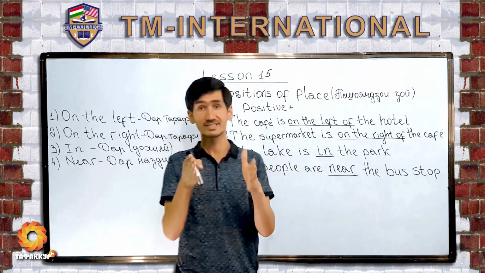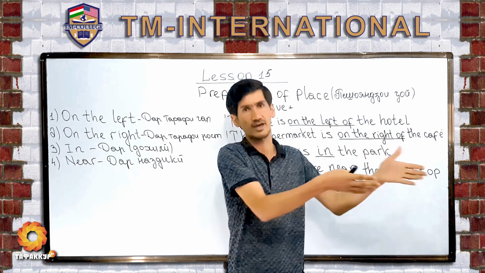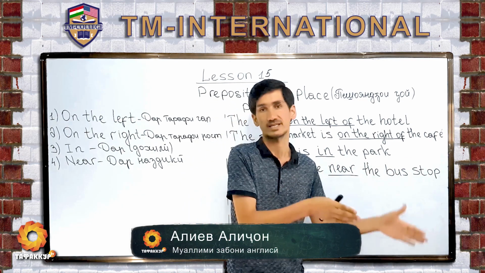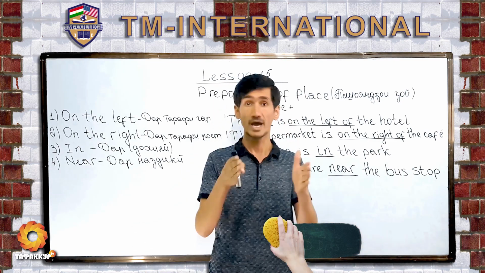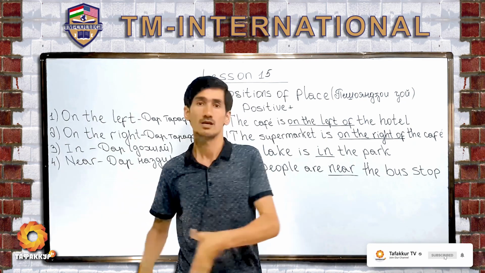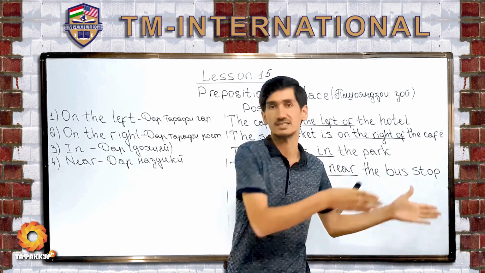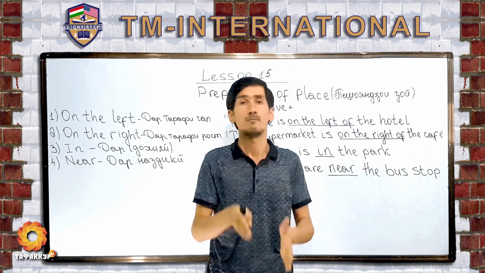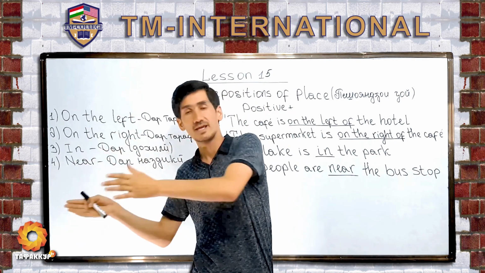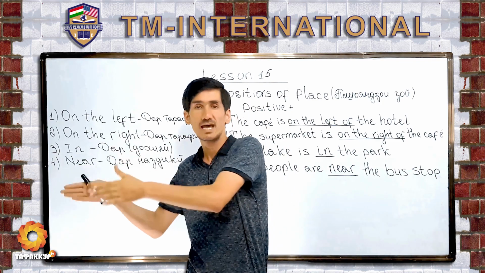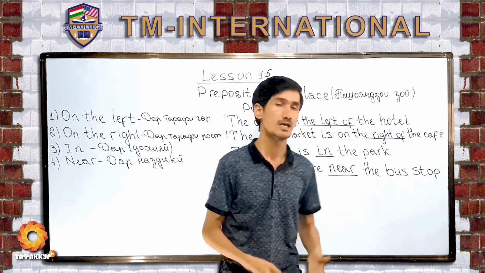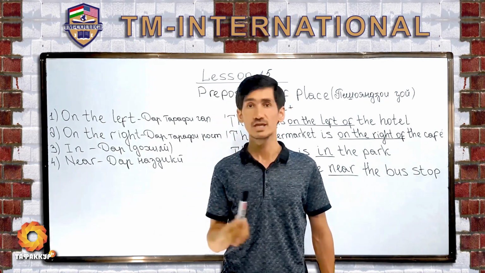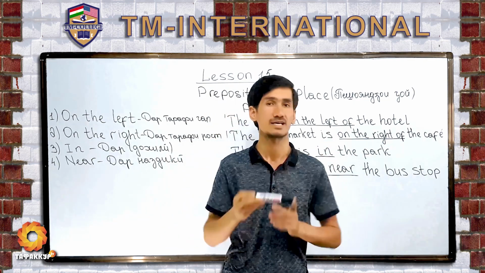The hotel is on the left of the cafe. The school is on the right of the supermarket. My house is on the left of TM College. My car is on the left of the tree. My marker is in my bag.